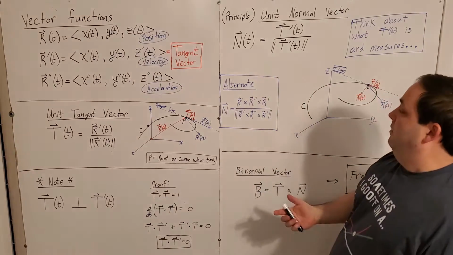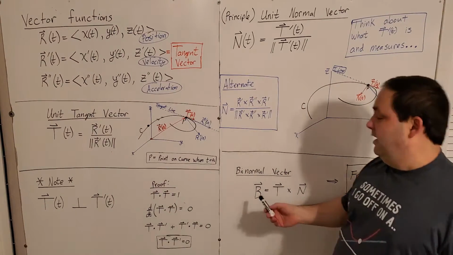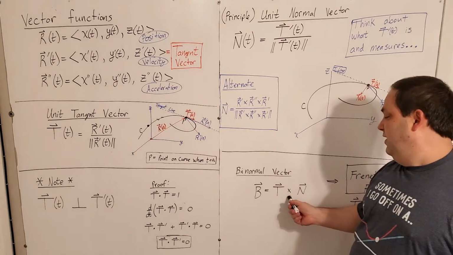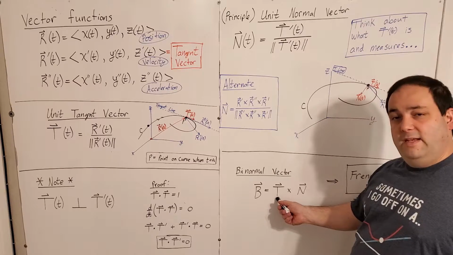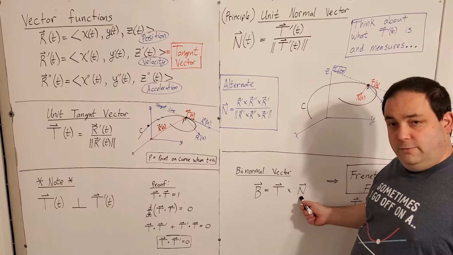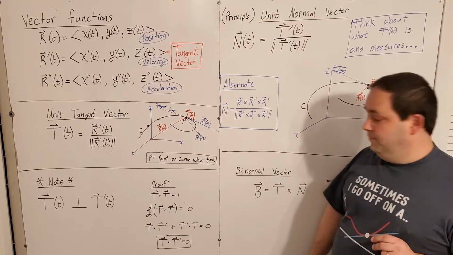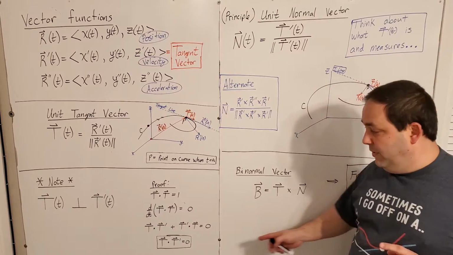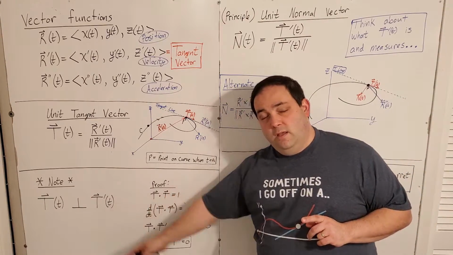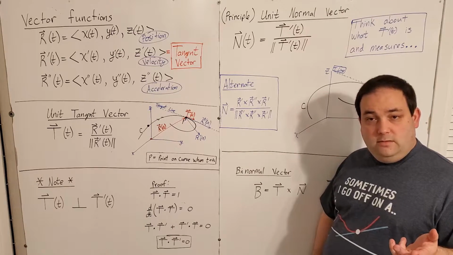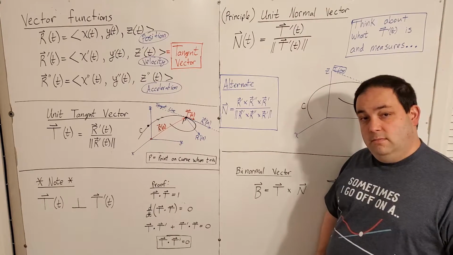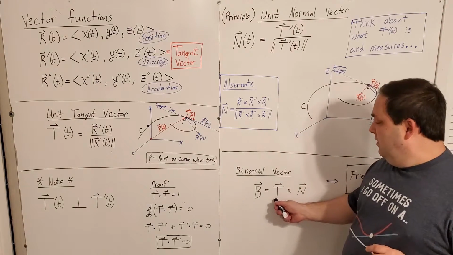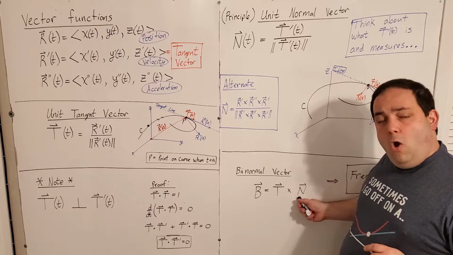Okay? Well, one step left to get a third one. We call it the binormal vector. And all we're going to do is take the cross product of the unit tangent vector with the unit normal vector. Now, two things. Since T and N are guaranteed to be at right angles to each other, the angle between them is 90 degrees. And the sine of 90 degrees is 1. And the lengths of T and N are also both 1.